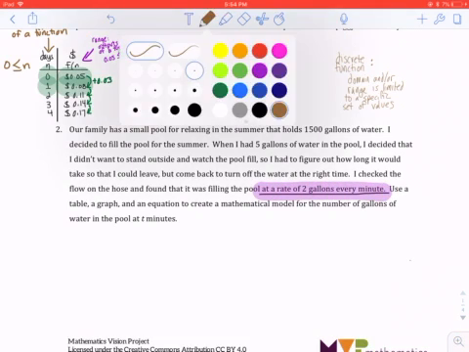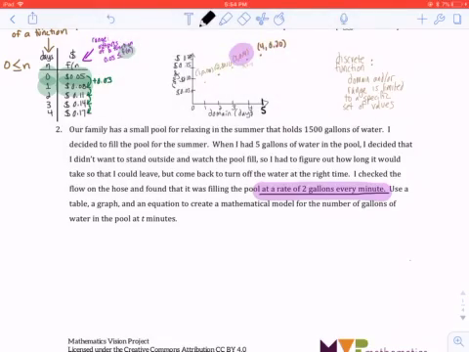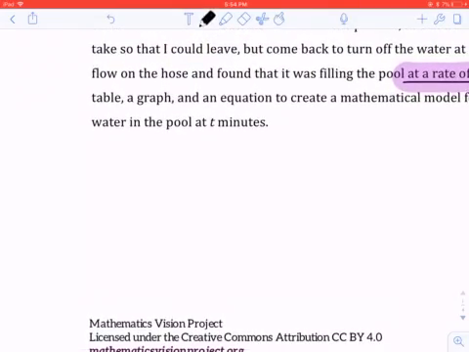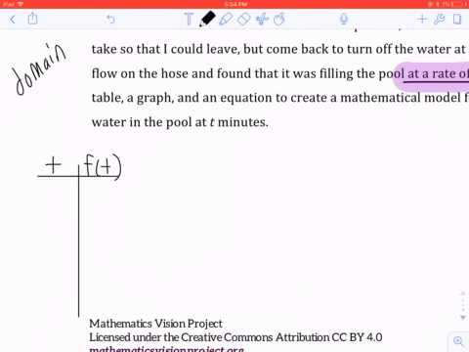So it's asking us to use a table, graph, and an equation. I'm going to give you a table, I'm going to give you a graph, but the equation is going to be on you. Alright, so again, I'm going to make a table. I've got t minutes and then f of t. You know me, I'm not a big fan of t, but I'm following the directions here. My domain here is going to be my input, which in this case is time, or minutes. My range here is going to be gallons, my output.